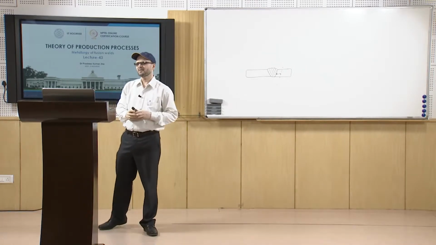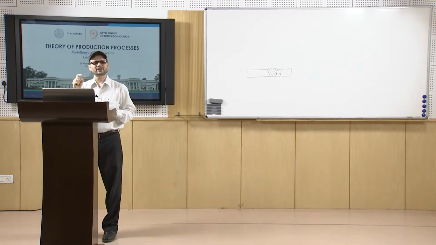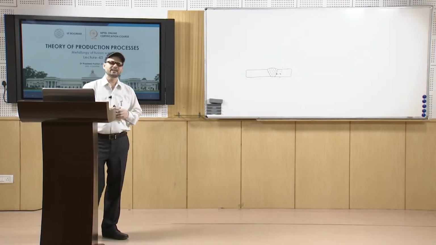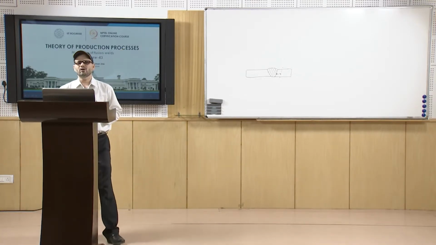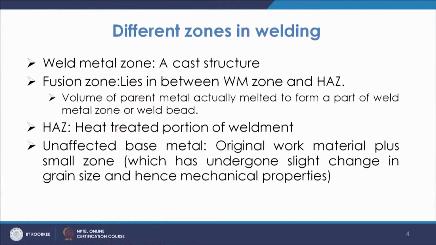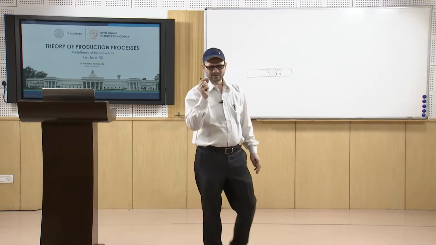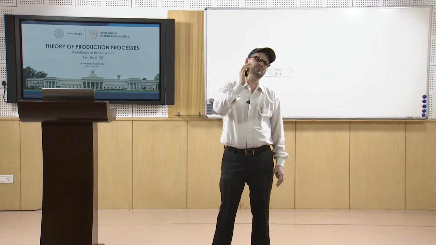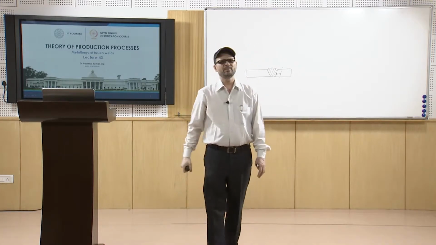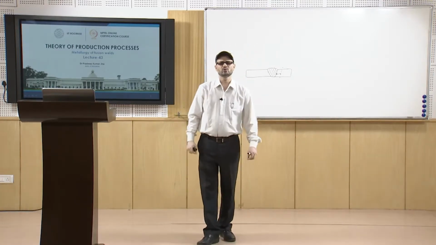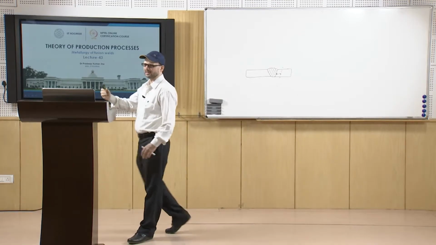In this, the volume of the parent metal that is melted to form a part of the weld metal zone or weld bead will be a part of the weld bead, and this zone is normally known as the fusion zone. Sometimes it becomes very narrow, and in that case we also call it the fusion line many a times. So, that is the fusion zone or fusion line, which we will discuss later.